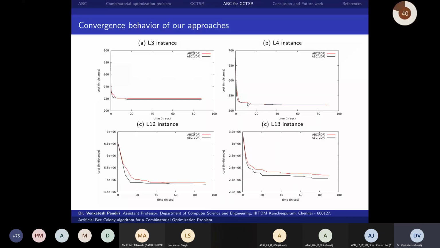And this is how the convergence behavior is working on the problems. As you can see, our ultimate aim is minimizing. Whenever our algorithms are initialized, they are initialized somewhere around here, and over time we are able to come nearer to this. So within a very short time, we are able to reach very, very good solutions. The red colored one is ABC FDP, and the black colored one is ABC VDP. They performed more or less equally throughout the time, but a little difference is there. But this difference is very significant compared to the previous approaches.